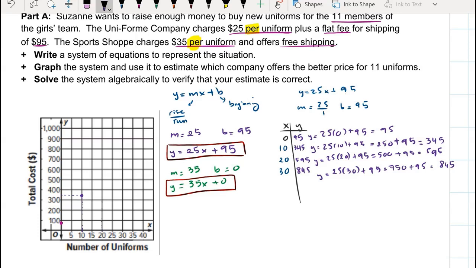So if it was 20 used uniforms, it goes close to 600. And if it was 30, that will be 845. 30 uniforms is going to cost $845. So it's close to half between 800 and 900.